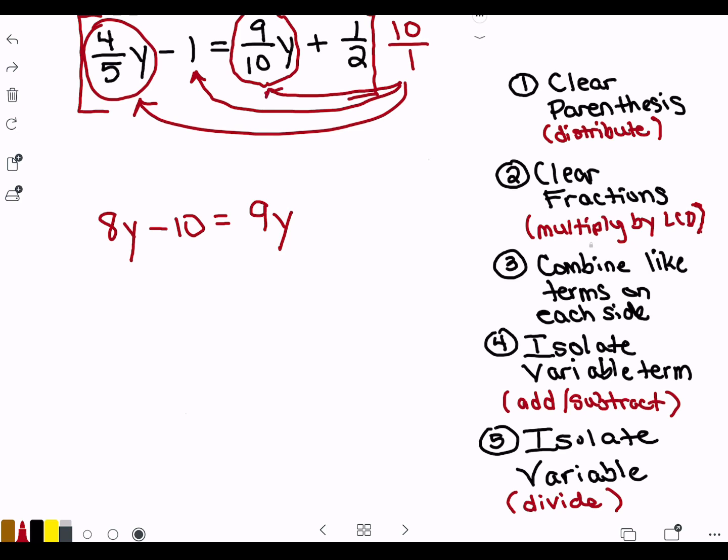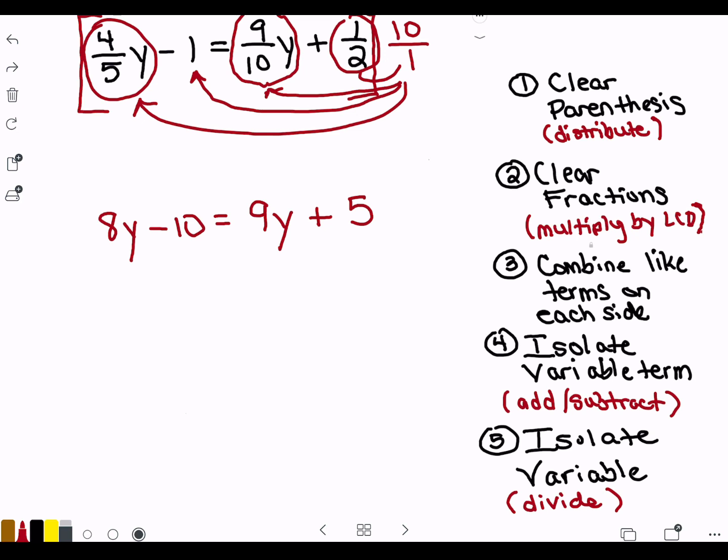And then you have 1/2 times 10. 1/2 times 10 is going to give you 5. All of these fractions, if you don't understand how to do these fractions, throw them into your graphing calculator. It'll tell you what the answer is going to be.